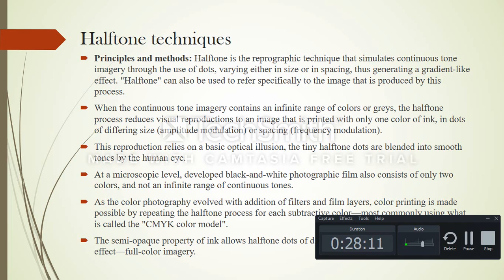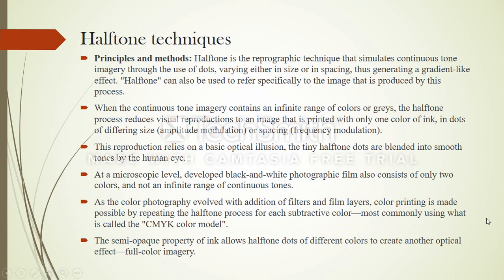At the microscopic level, developed black and white photographic films also consist of only two colors and not an infinite range of continuous tones. The semi-opaque property of the ink, which is used in halftone dot printing, can create another optical effect known as full color imagery.